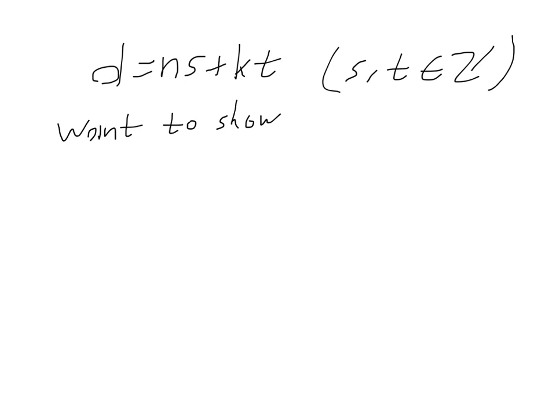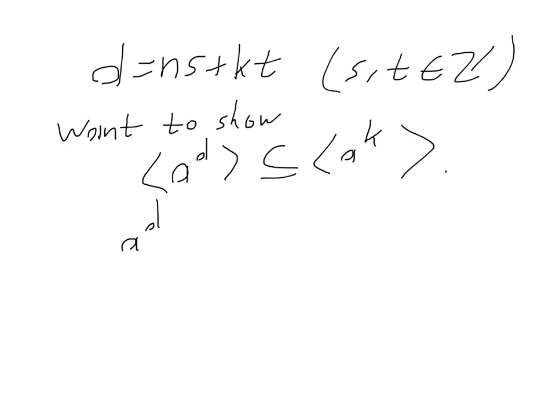the reverse containment. That is, that the cyclic group generated by a to the d is a subset of the cyclic group generated by a to the k. And much like we did before, I'll go one step further. I'll show that a to the d is an honest-to-God element of the cyclic group generated by a to the k. So then, of course, all of the powers of a to the d need to be in that subgroup because, well, a group is closed.